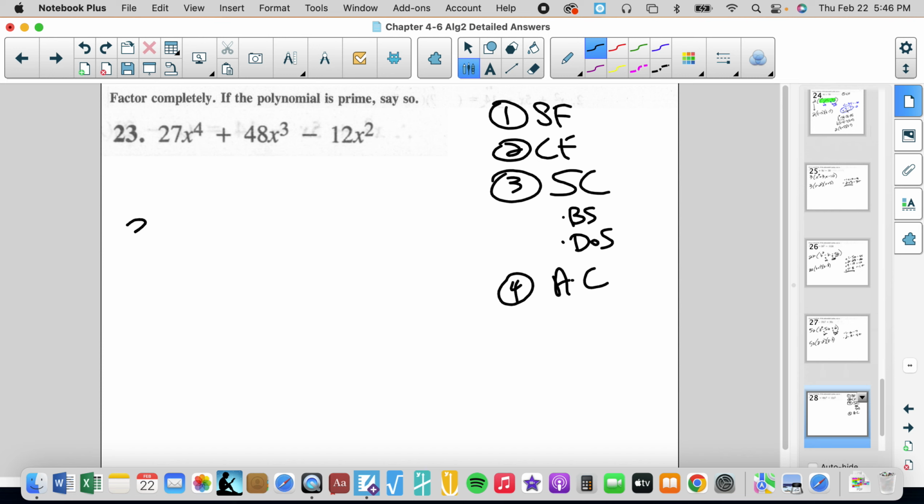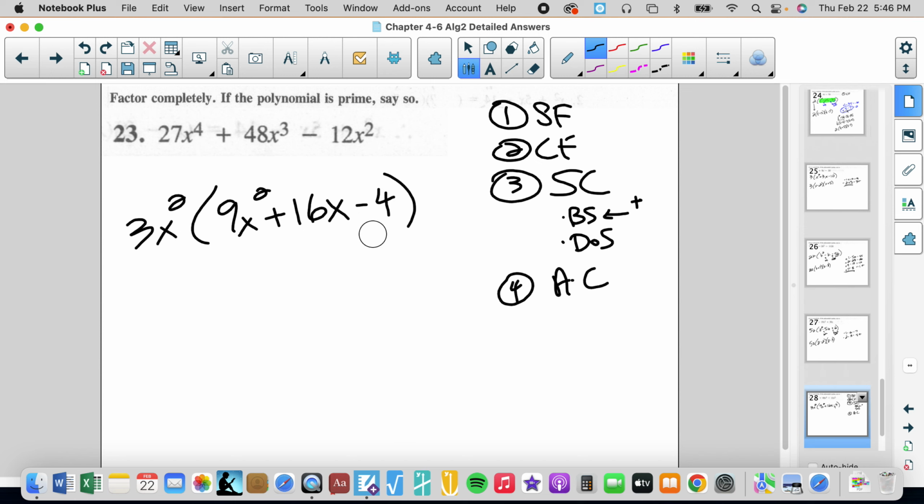But we can do 3x squared. So that gives me 9x squared plus 16x, 3 to 18, yeah, minus 4. And speaking of special cases, do you remember binomial square? Nope, sorry. Binomial square has to have the second positive, so that's not it. So we're going to do a times c.